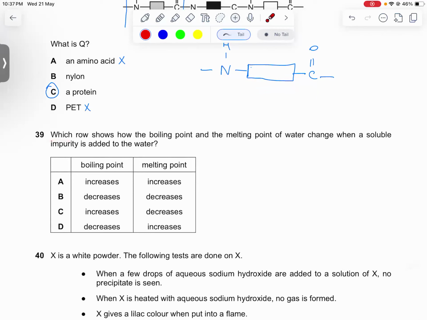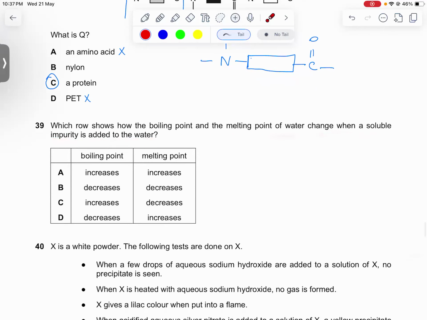Question number 39. Which row shows how the boiling point and the melting point of water change when a soluble impurity is added to the water? All right. So when a soluble impurity is added, the range between melting and boiling point just increases. In colder regions like in Europe and the United States, people add salt on their driveway during winters. That causes the frozen ice to thaw. It causes it to melt because the melting point drops down. So the melting point actually decreases, and the boiling point actually goes above 100 as well. So the answer would become C for cat.